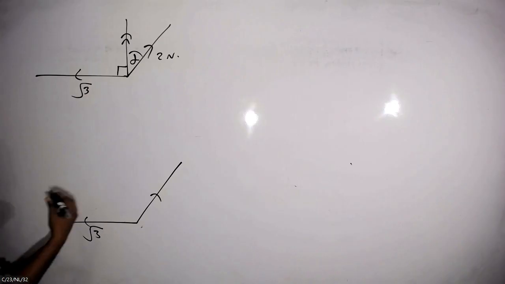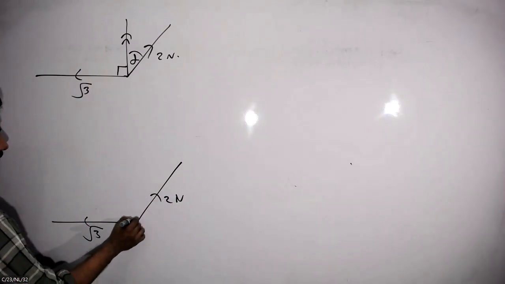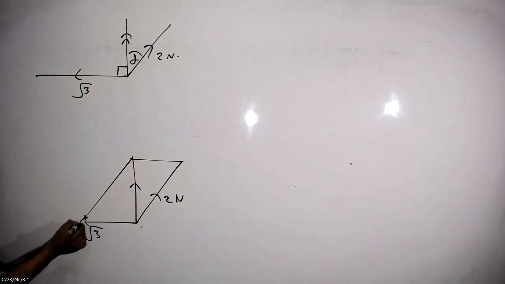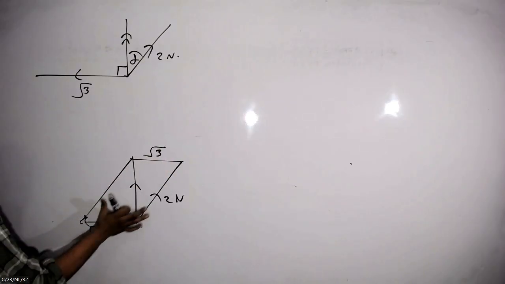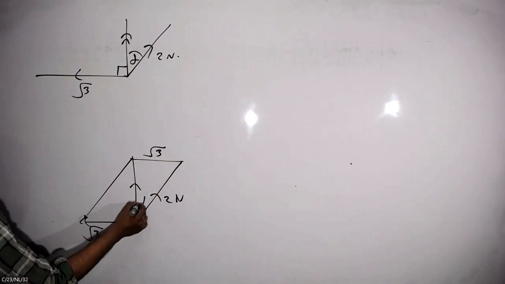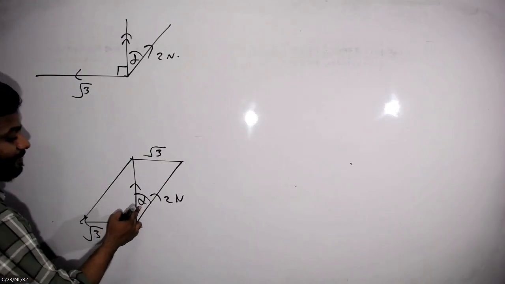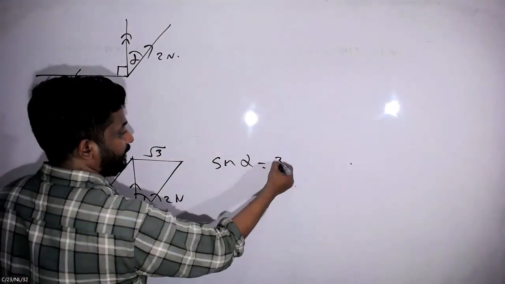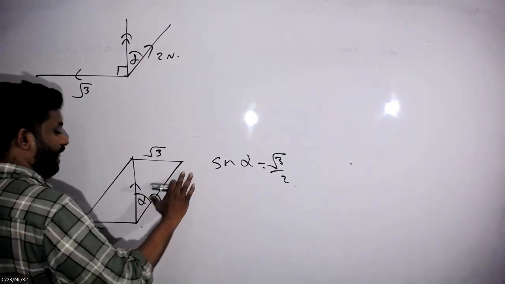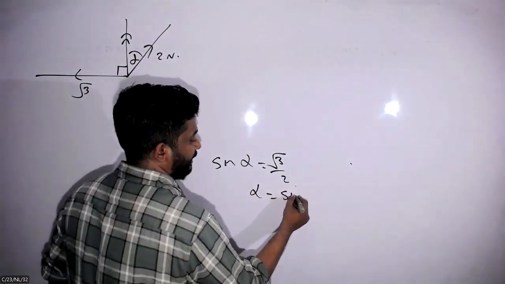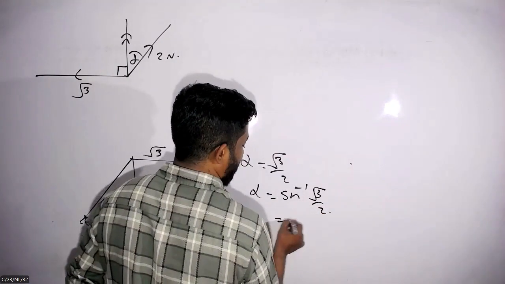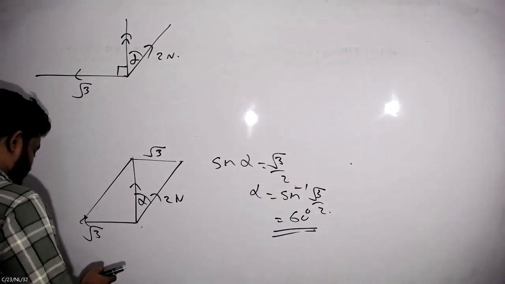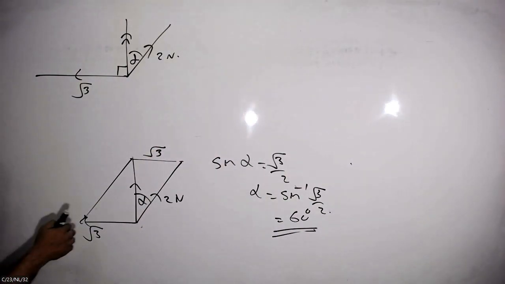Children, watch the previous recording, I will explain this. Then you can construct the parallelogram. This one is the parallelogram. These are the parallel side, no? They are equal in length. Then you can identify this angle by considering sine alpha. Sine alpha is equal to opposite over hypotenuse. Opposite is root 3, hypotenuse is 2. Then alpha is equal to sine inverse root 3 over 2. That is 60 degree. That is angle between this resultant and this 2 Newton force is 60 degree.